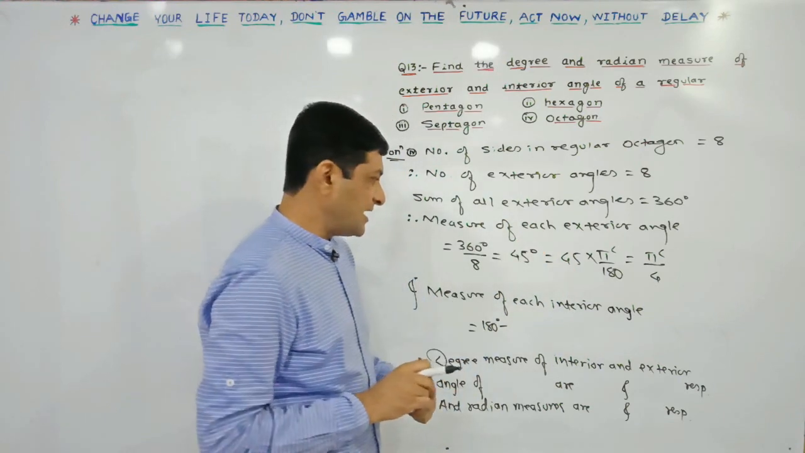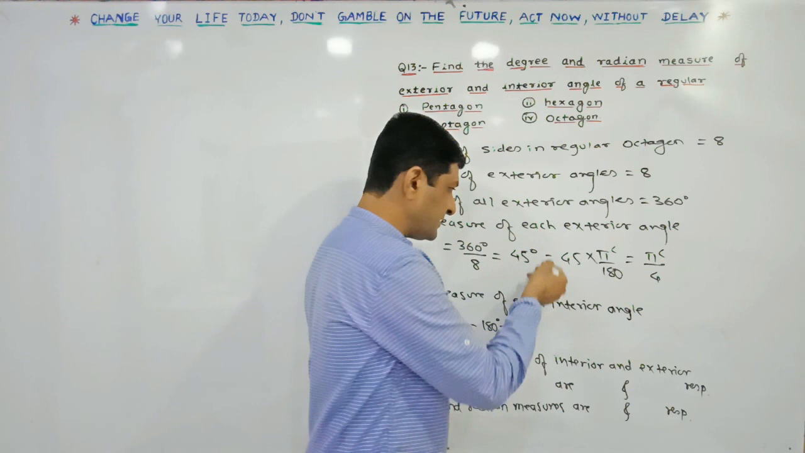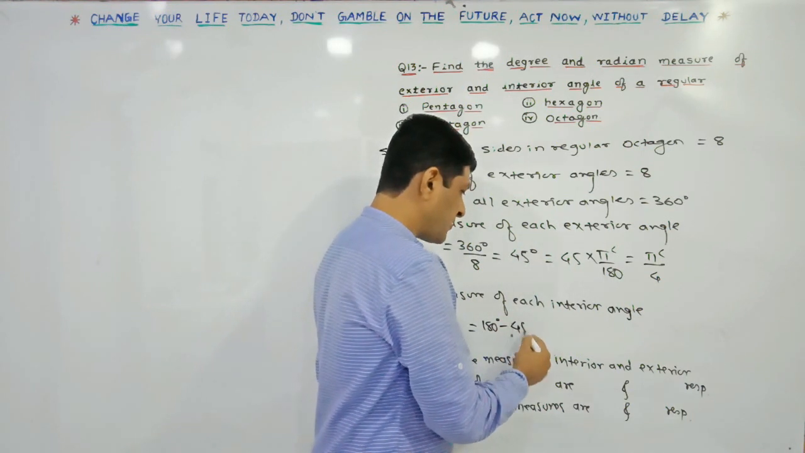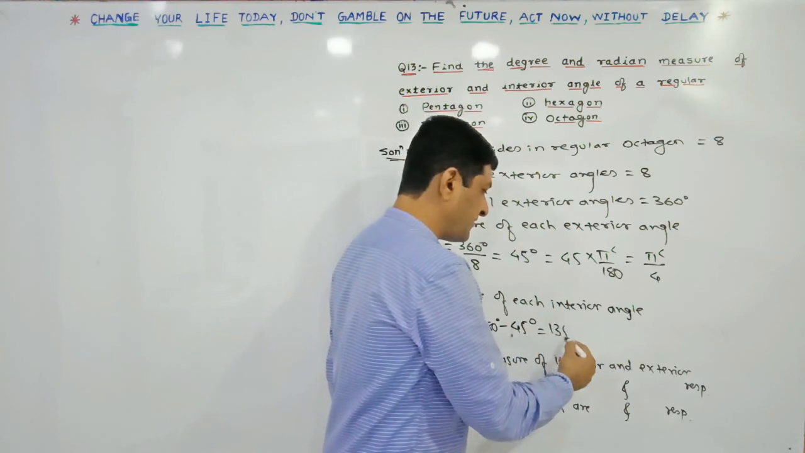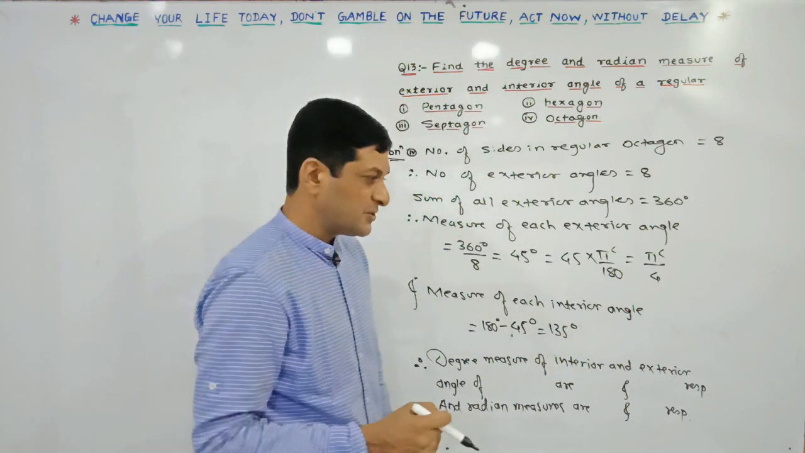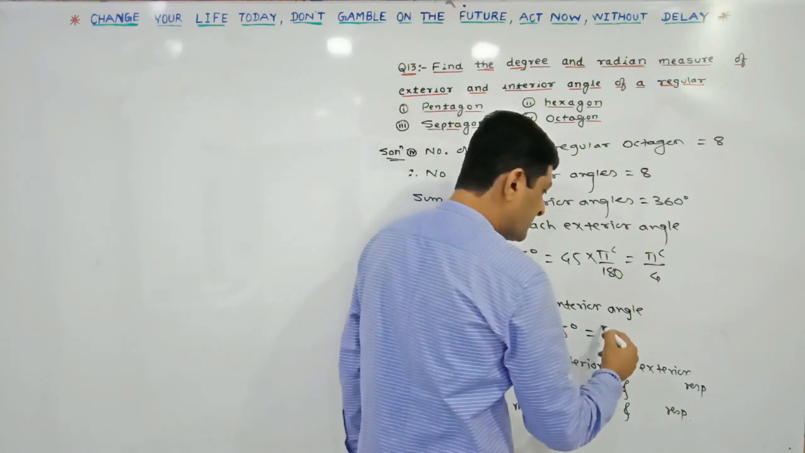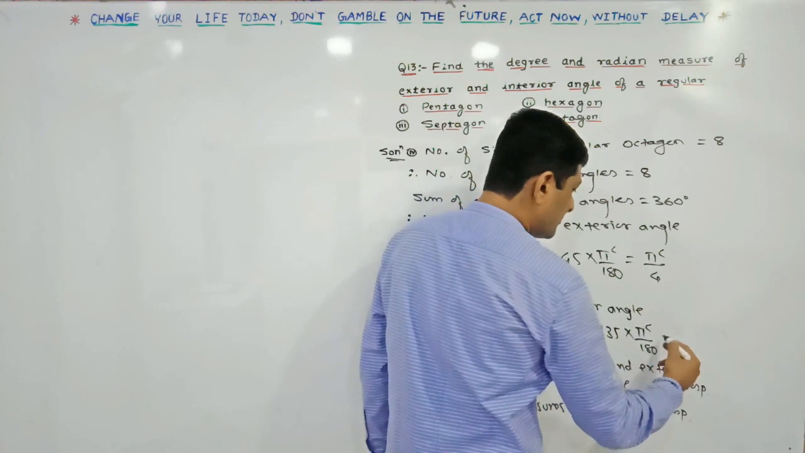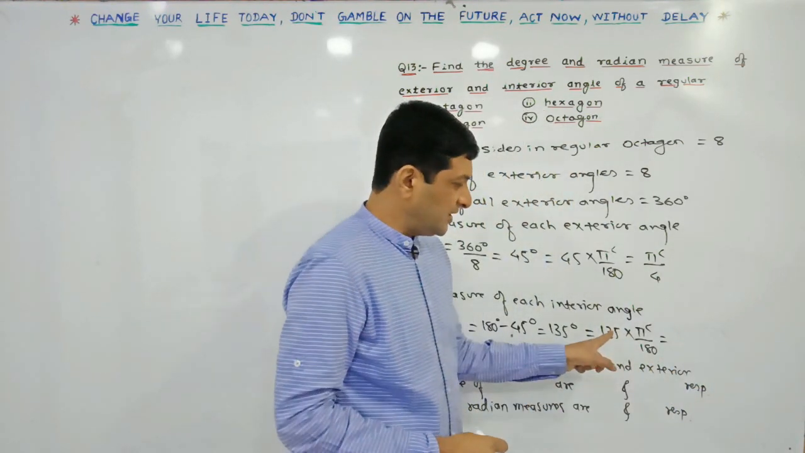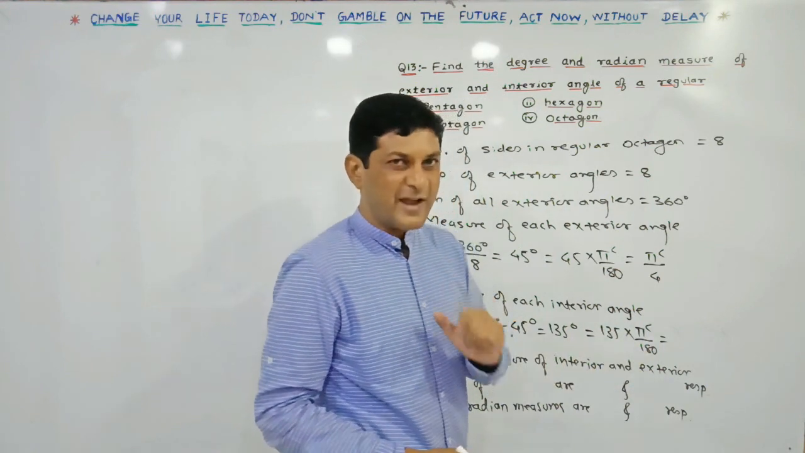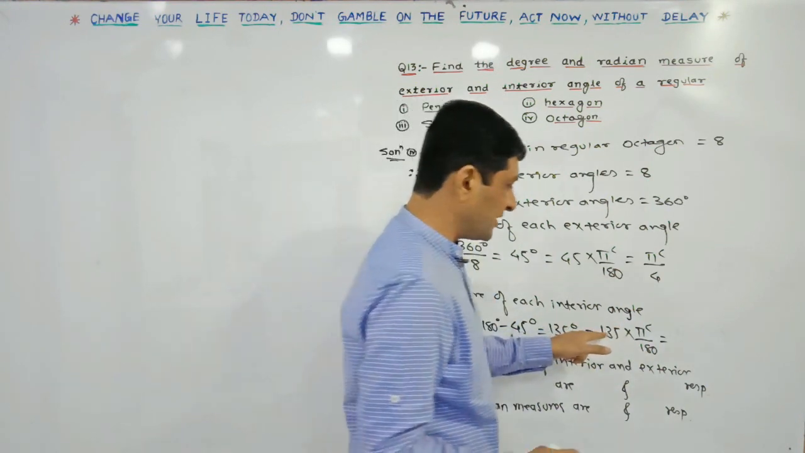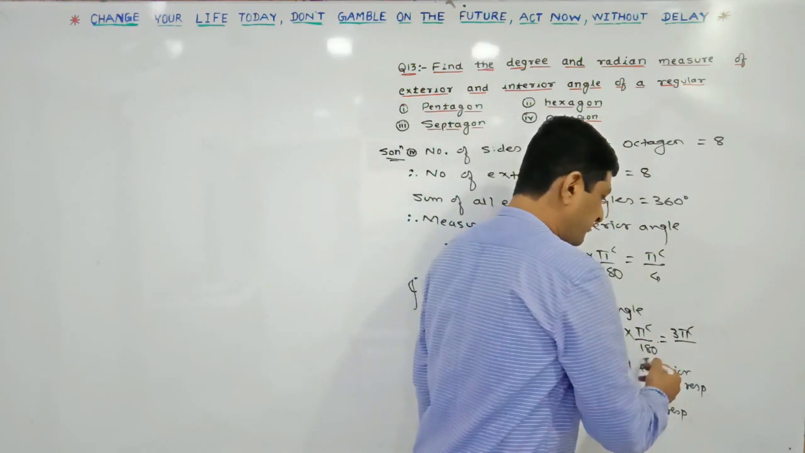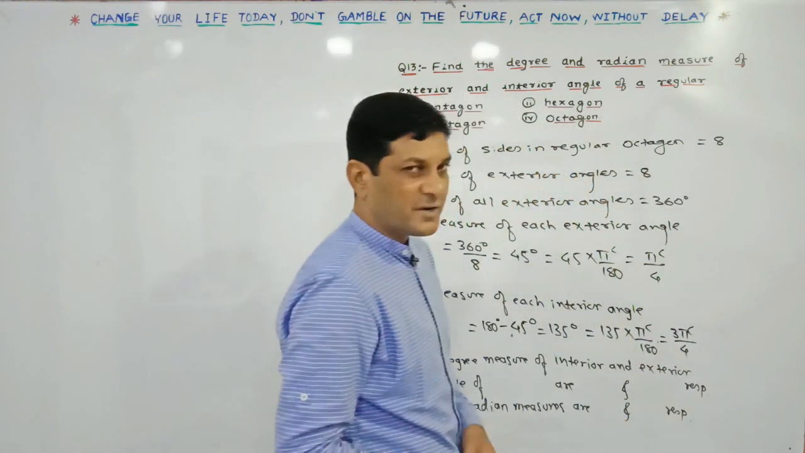Now for the interior angle, we subtract this exterior angle from 180 degrees. Subtracting 45 from 180, we get 135 degrees. Now the degree measure is known to us. To find the radian measure, we multiply 135 by pi by 180, so the degree measure gets converted into radian. Here also 135 and 180 are both divisible by 45. 45 threes are 135, so 3 into pi is 3 pi radian, and 45 fours are 180. So in this way we have got the radian measure also.